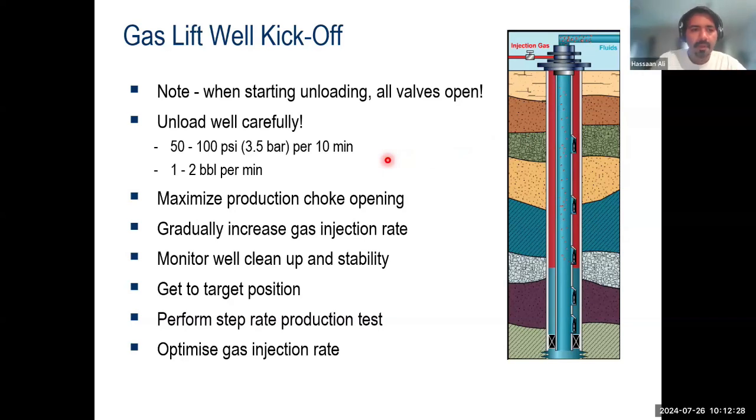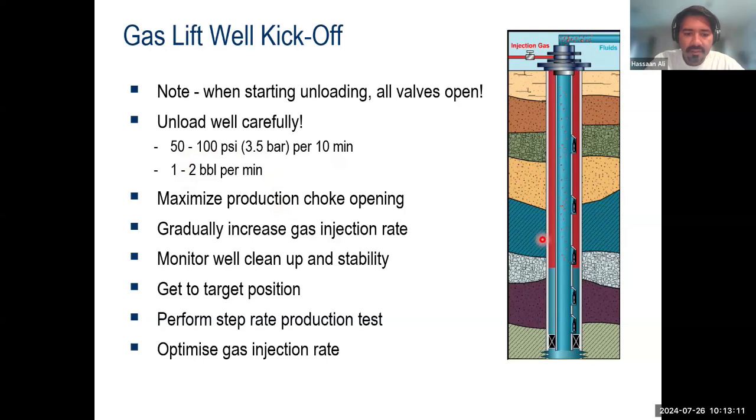Oh, got it. Yeah. And usually there is a certain recommendation that we do it at the rate of 1 to 2 barrels per minute with a gradual increase of 50 to 100 psi per 10 minutes. Usually we have a production choke at the surface, which we will optimize. We will select certain choke sizes, and then we will start unloading the well. What actually happens is that you will start injecting the gas through the gas lift valve, and then you will start lightening up that fluid column, and then you will start unloading the well.